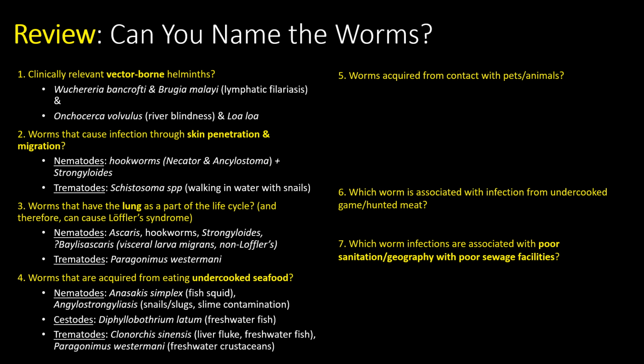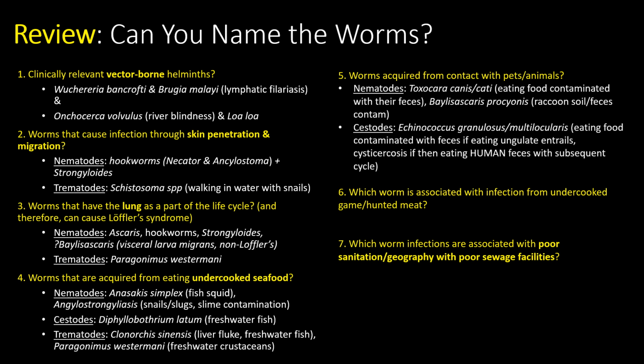Fifth question is, which worms are acquired from contact with pets or animals? Remember that this includes nematodes and one tapeworm, being Toxocara canis or cati with dogs and cats, Baylisascaris with raccoons, and Echinococcus granulosus with dogs, or multilocularis with foxes or other wild dogs.